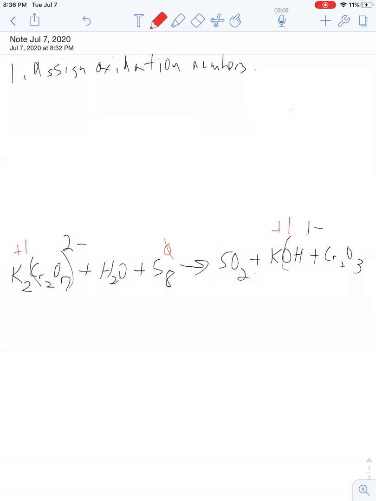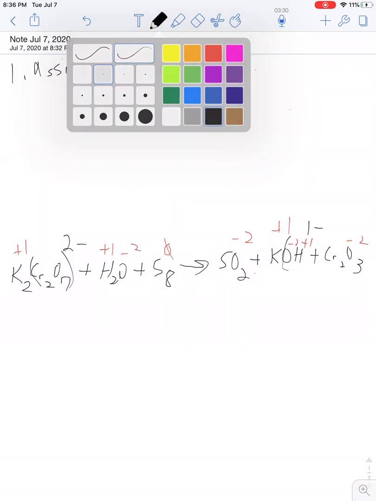Okay? And then oxygen is always a -2. Hydrogen is always +1. All right. -2, -2, +1. I lost my parentheses somehow there.